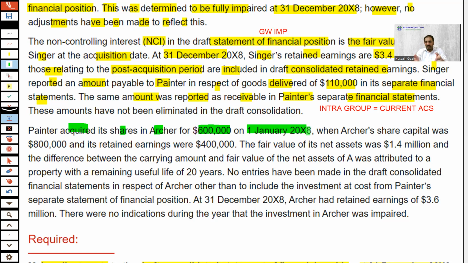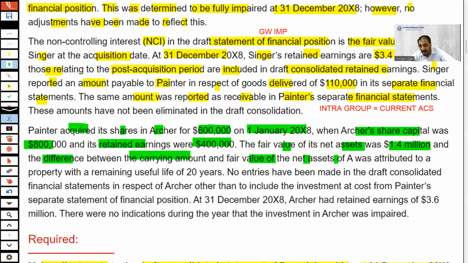First January exit, that is about the reporting date, 31st December exit. So the investment in associate was made one year ago. When it occurred, share capital was 800,000 and retained earnings were 400,000. That's good. The fair value of the net assets was 1.4 million, and the difference between the carrying amount and fair value of net assets of Acco was attributed to property with a remaining useful life of 20 years.